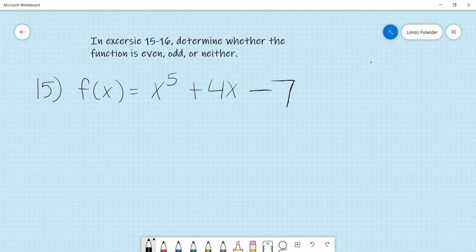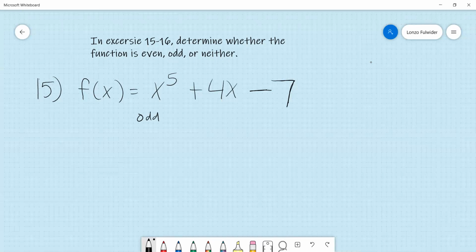To determine if the function is even, you look at the degrees. If all of the degrees are even, then the function is even. If all of the degrees are odd, then it's odd. Now, if there's an odd degree and an even degree, then it's neither, because it has to be consistent. So let's look at this one. f of x equals x to the 5th plus 4x minus 7. This 5 is what? It's an odd.